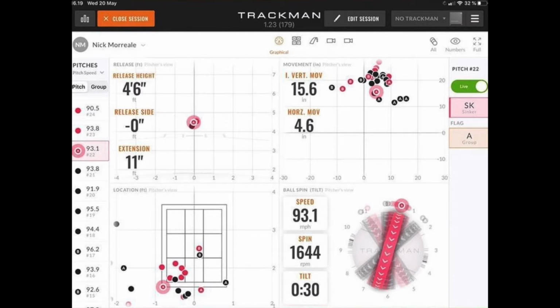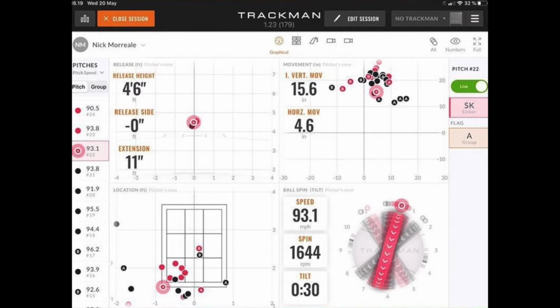And this is going to track the number of pitches all throughout your bullpen or that session, and it'll group them. So you'll be able to see what you're like day to day and compare pitches from 2 weeks ago versus today, or future bullpens.